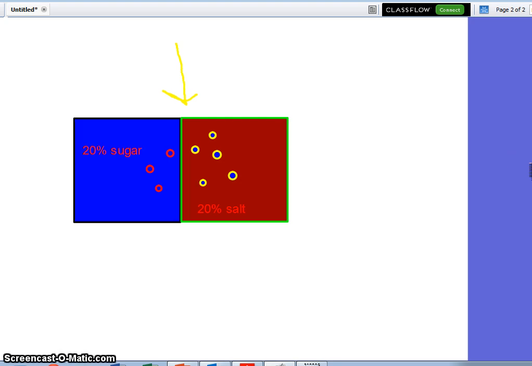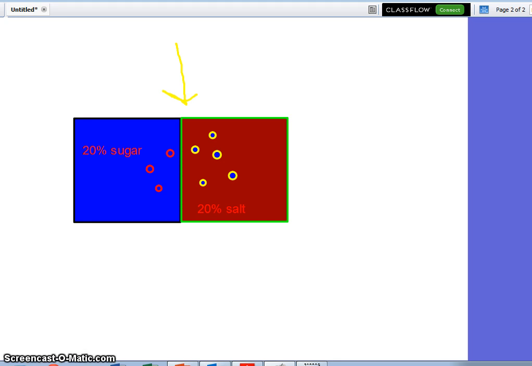But let's pretend like the membrane's impermeable to both of these. So anytime salt or sugar hit this semi-permeable membrane, they can't cross. But what we do know is, let's just say that this membrane is freely permeable to water.